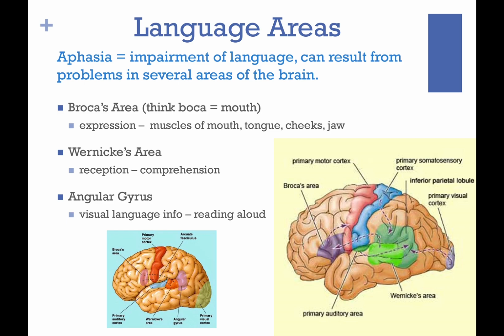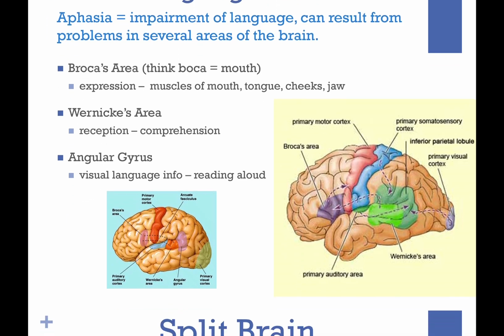The angular gyrus is visual language info that's connected together that would allow you to read something and comprehend it on a page while you were saying it out loud at the same time. So it's going to be the interconnector or the go-between between Wernicke's area and Broca's area.